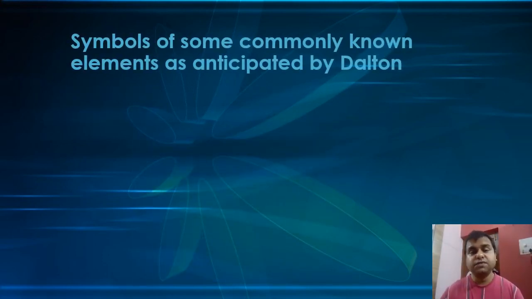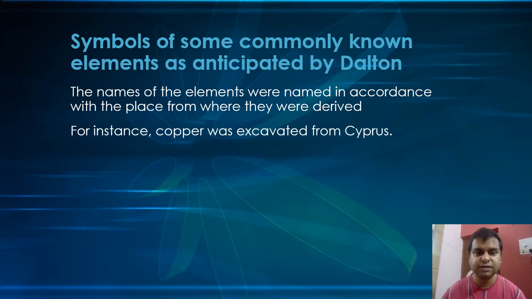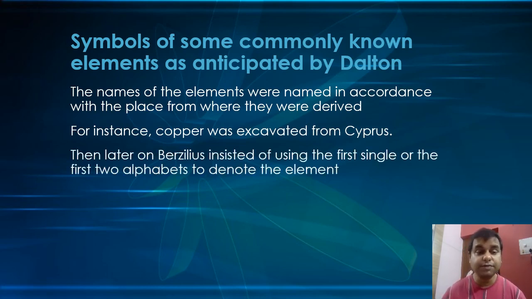Now, symbols of some commonly known elements as anticipated by Dalton. He put forth certain names, and the elements were named in accordance with the place from where they were derived. Wherever they were found, a name similar to that place was given. Copper was found in Cyprus, so it was named copper, closer to Cyprus in that particular language.